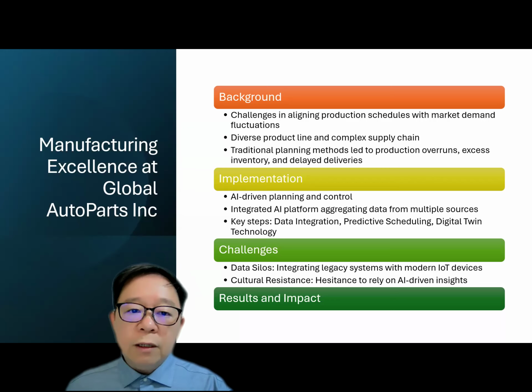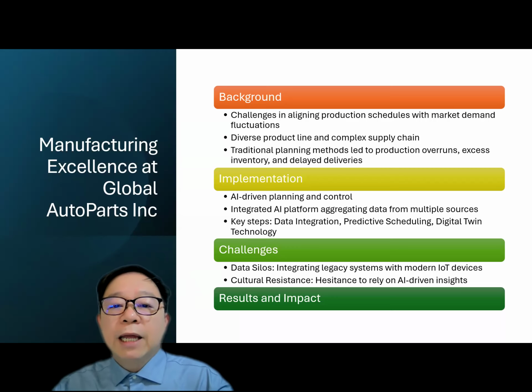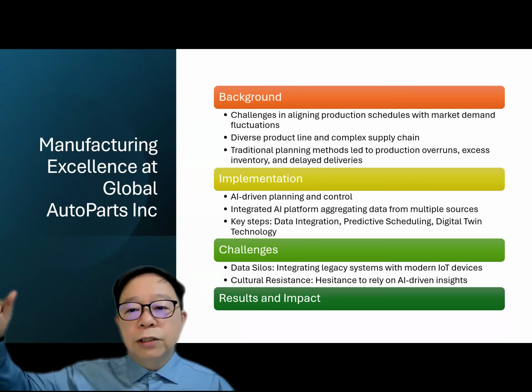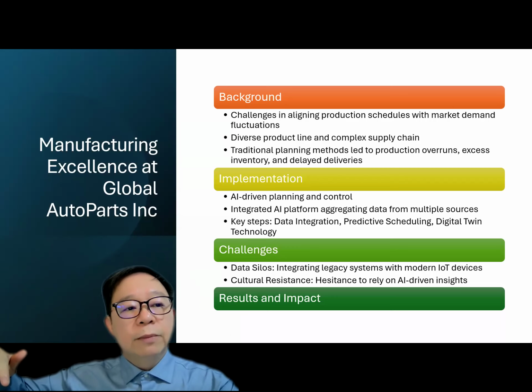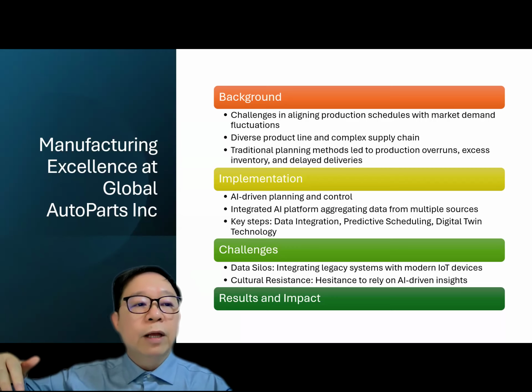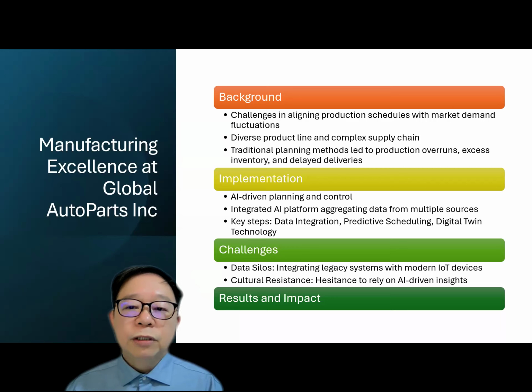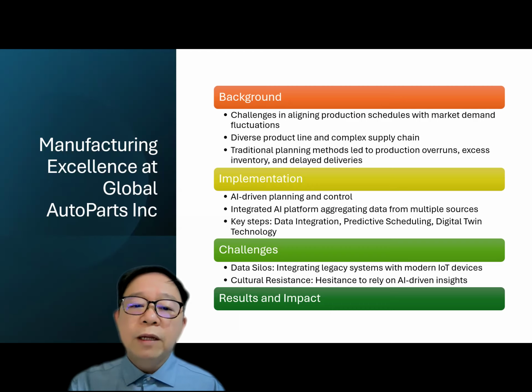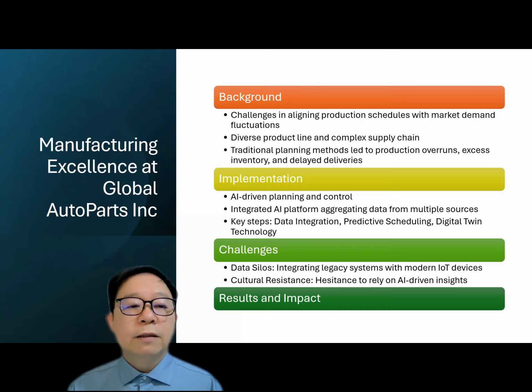So they got a problem. The challenge is aligning the production schedule with the market demand. On one end, the market goes up and down, changing all the time. On the other end, you have production limitations. You cannot buy all the equipment; you only have limited machinery. So how do you do the alignment? That is the problem. And the other one is that they have too many product lines and a very complicated supply chain. So traditional planning doesn't really help and causes a lot of confusion. That is the problem for this company, Global Auto Parts.